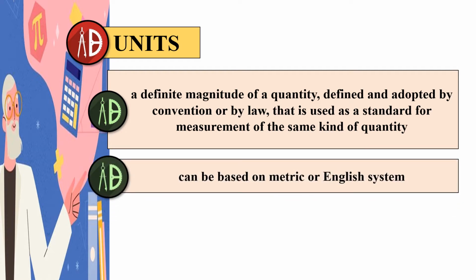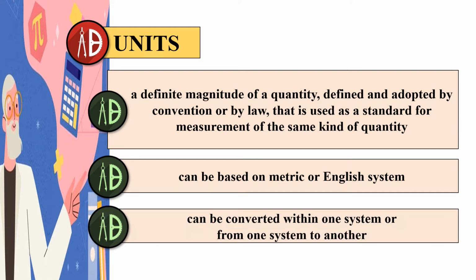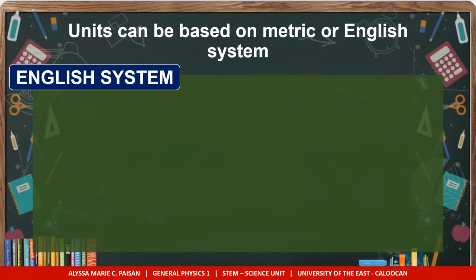Another thing about units is that units can be based on the metric or English system. Units can also be converted within one system or from one system to another. There are two widely used systems of measurements in the world: the metric system and the English system. Let's start by discussing the English system.